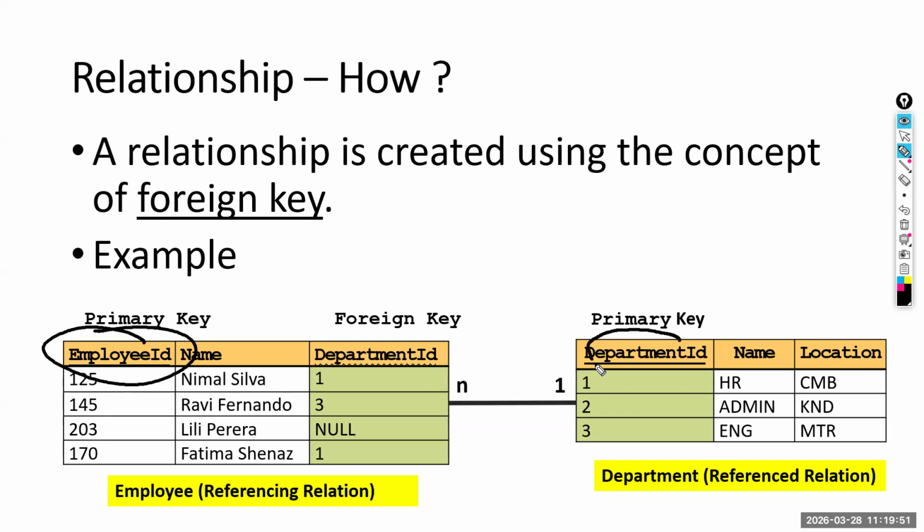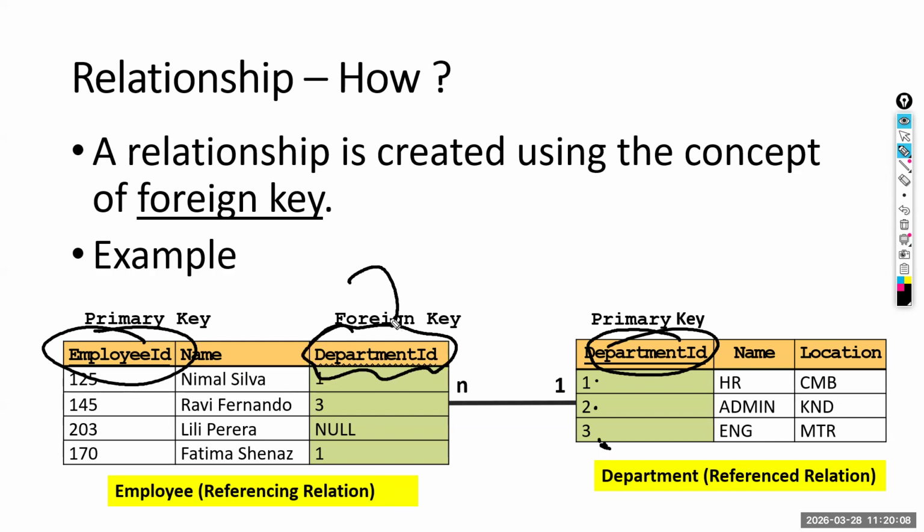Primary key of department table is department ID. That department ID is used to uniquely identify a record in department table. So then there's a relationship between the employee and department. So how to create a relationship? By using a foreign key. So what is a foreign key?